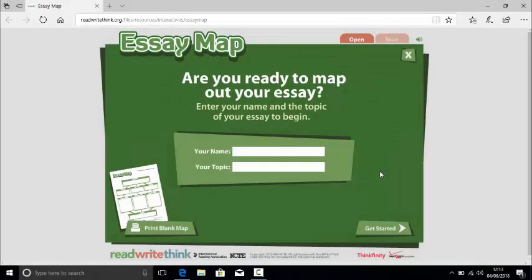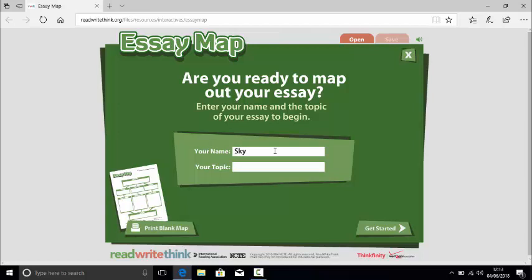So this tool is a really good way to plan out your essay. What you do is you go through the interactive structure, and at the end you get a sort of flow chart, as you can see in this bottom left corner, which gives you the basis for you to write your essay. So first of all, write your name and the topic.